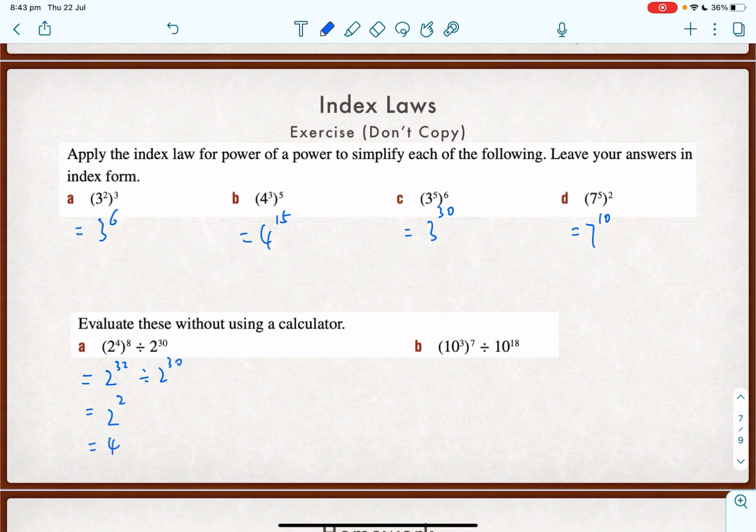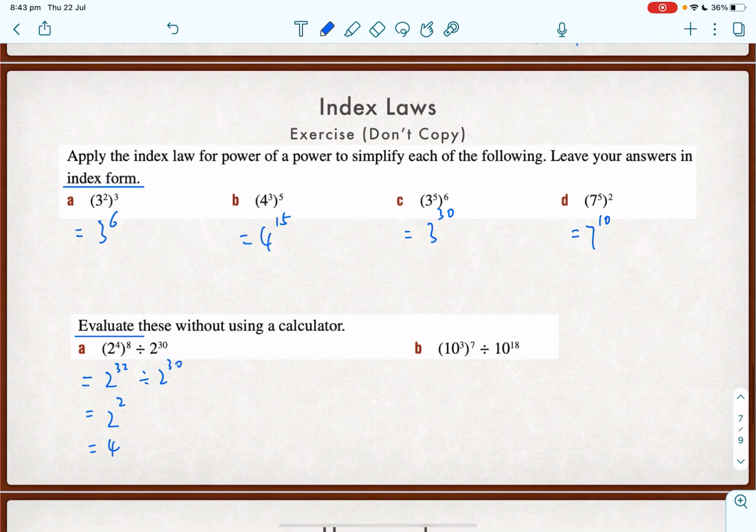Okay, we need to evaluate, so we need to find the answer. The other one ends in index form. Okay, be careful about what the question is asking. Now, similar here, 10 to the power 21 divided by 10 to the power 18, which is 21 minus 18 is 3. 10 to the power 3. Remember from last lesson, 10 to the power something is having that many zeros at the end. So it's 3 zeros after the 1. Okay.